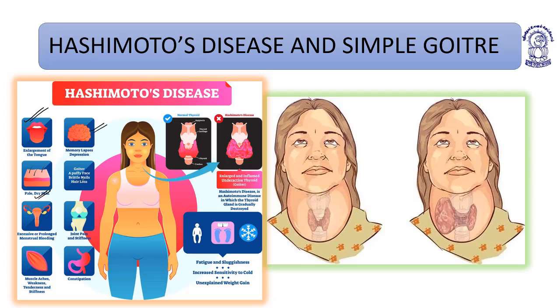Nails become brittle, puffy face, hair loss, excessive or prolonged menstrual bleeding, joint pains and stiffness, muscle weakness, tenderness and stiffness, constipation, fatigue, sluggishness, increased sensitivity to cold, unexplained weight gain, enlargement and inflammation of an underactive thyroid, goiter. So this is Hashimoto's disease or autoimmune thyroiditis. This is simple goiter.